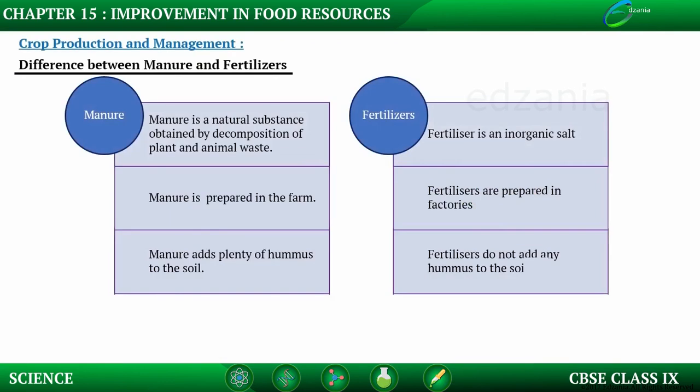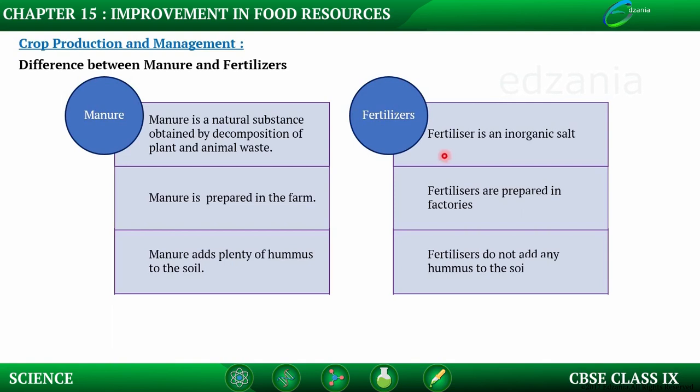Now let's see the difference between manures and fertilizers. Manure is a natural substance obtained by decomposition of plant and animal waste. Fertilizer is an inorganic salt. So manure is what farmers use for development and growth of plants. Plants get nutrients from manure. While using manure, we use biological waste material which helps to clean our environment. And that's why using biological waste material is also a way of recycling farm waste.